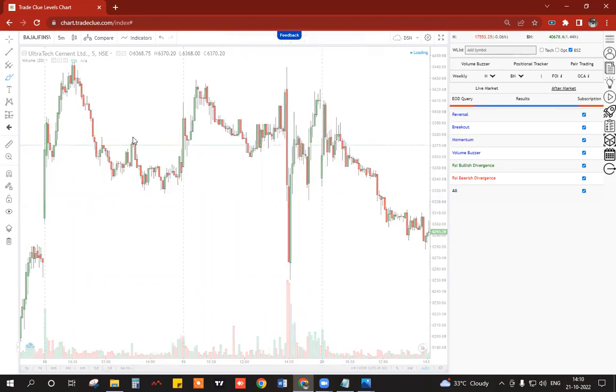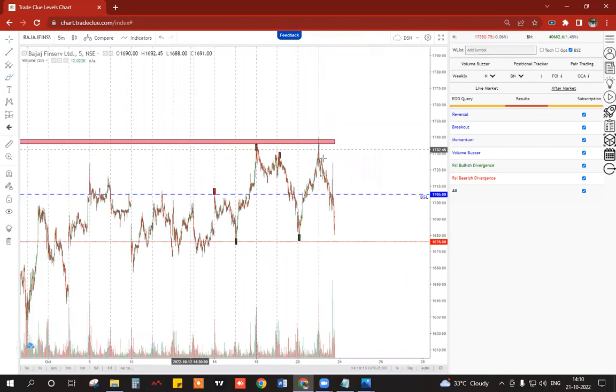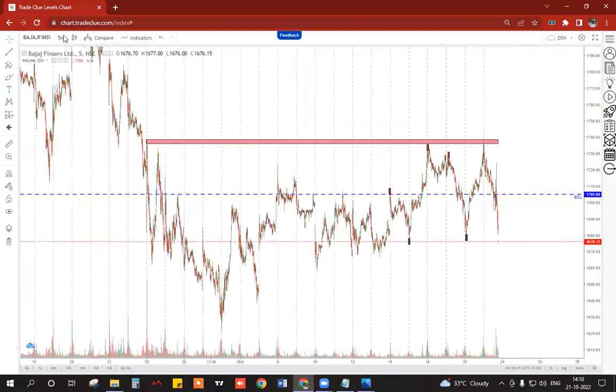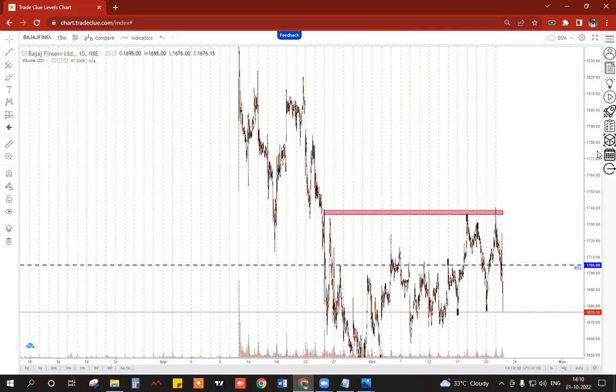Bajaj Finserv. Bajaj Finserv will be best in the coming times, once it gives a breakout, because Bajaj Finserv is already obviously an investor favorite stock.